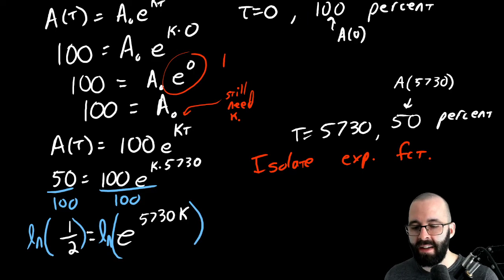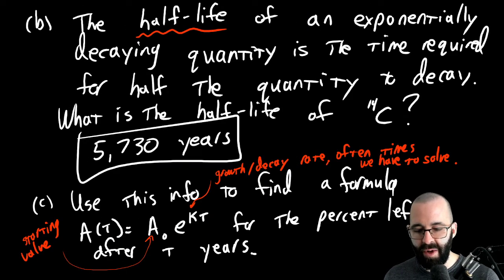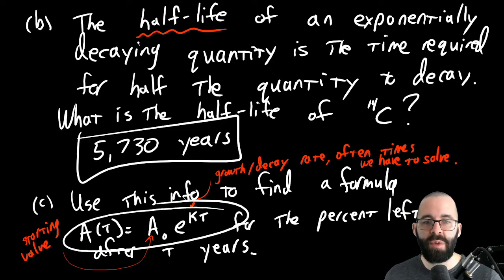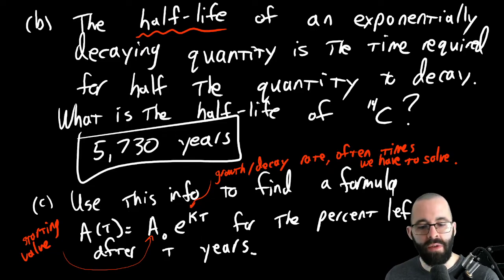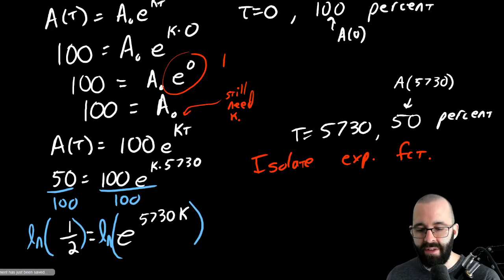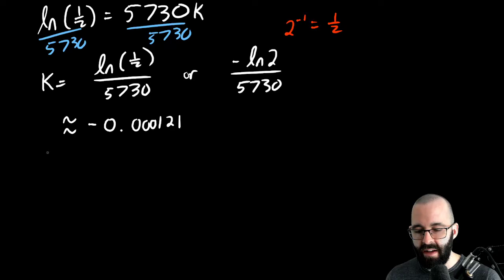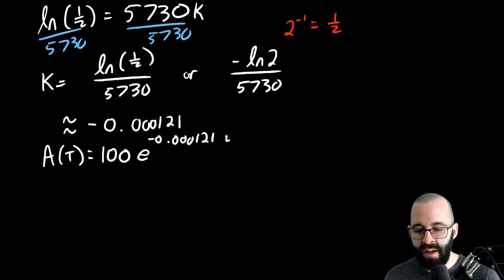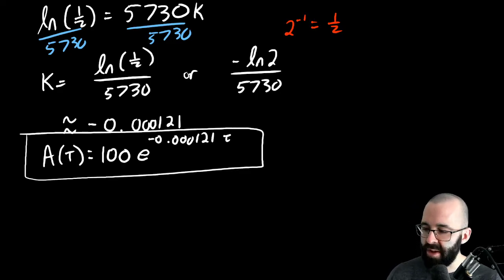Why do we need k? It's been a while. Because we're looking for this formula, and this formula has two parameters, A naught and k. We needed both, and now we have them. A of t is equal to A naught, which we found was 100, times e to the k, which we found was about negative 0.000121, times T. This is our formula for part C.